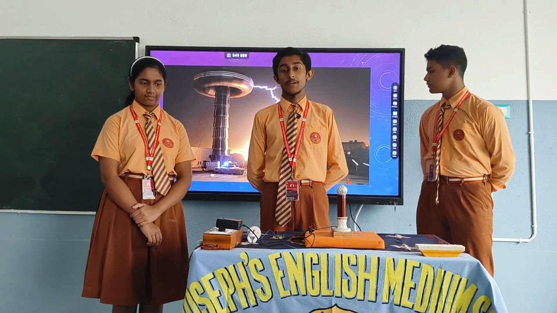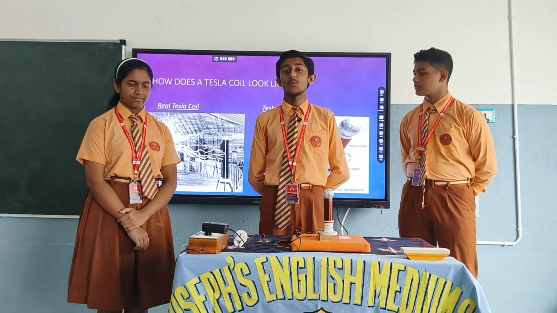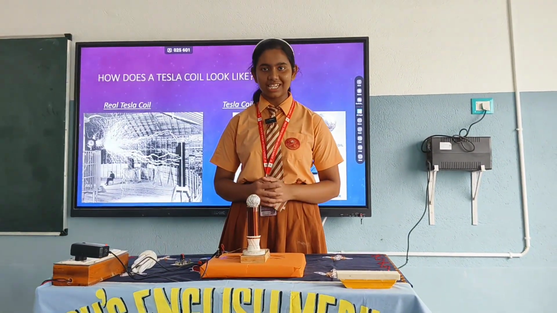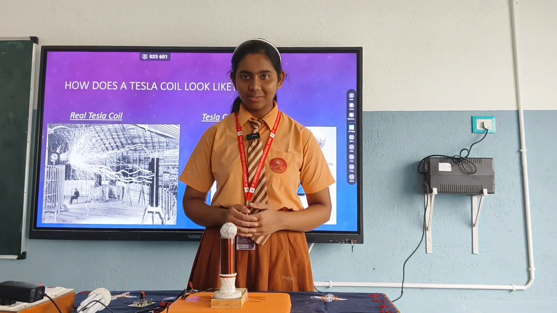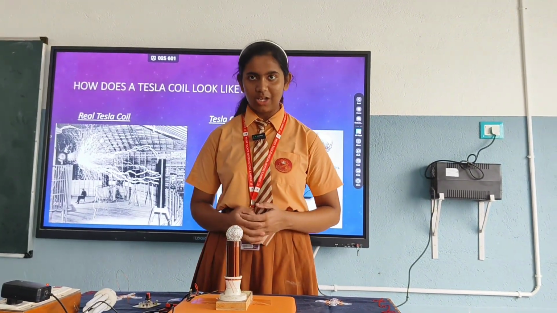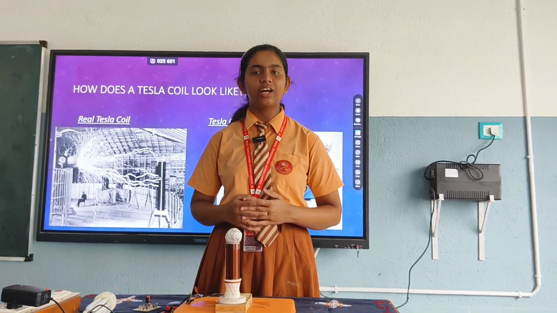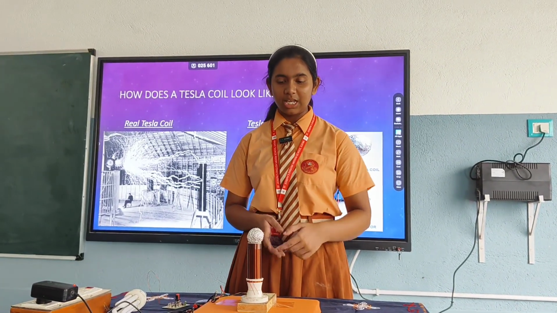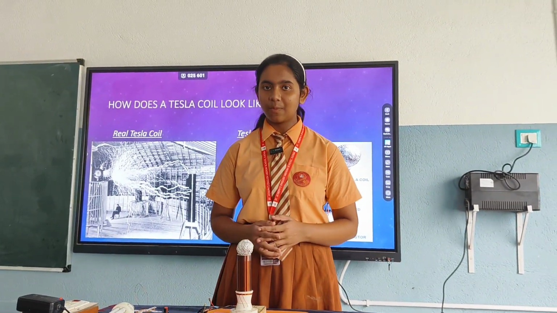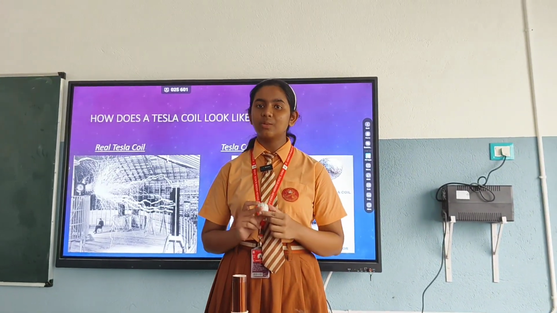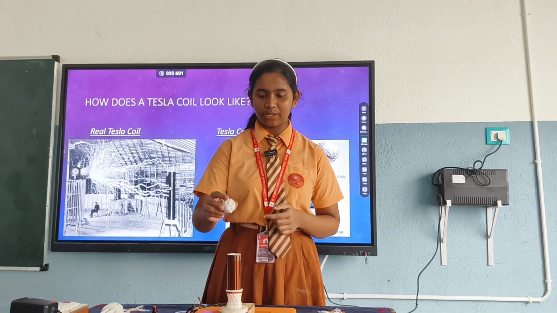Now, may I request Anushka to introduce the working process of the model. This is a miniature Tesla coil model. This model is made up of a PVC pipe. This right here is the primary coil, which is made up of a copper wire of 32 ohm. This part right here is the main part of the model. This is the secondary coil, which is made up of copper wire of 27 ohm. This thing right here is an aluminium ball, which is used for safety purposes.